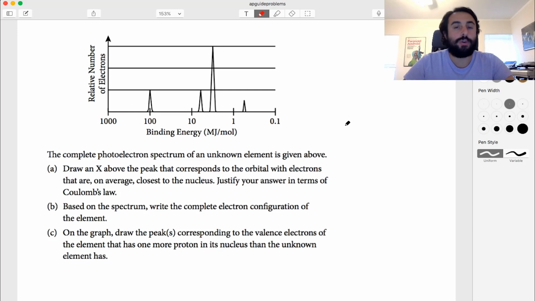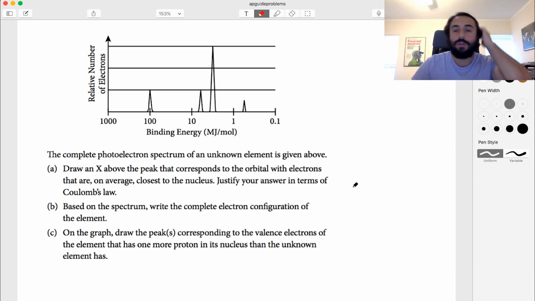Okay, we've got a short answer here for photoelectron spectroscopy. We've got a photoelectron spectrum for an unknown element, and now we've got some questions we want to answer. So first, we want to draw an X above the peak that corresponds to the orbital with electrons that are, on average, closest to the nucleus. And we want to justify in terms of Coulomb's law.